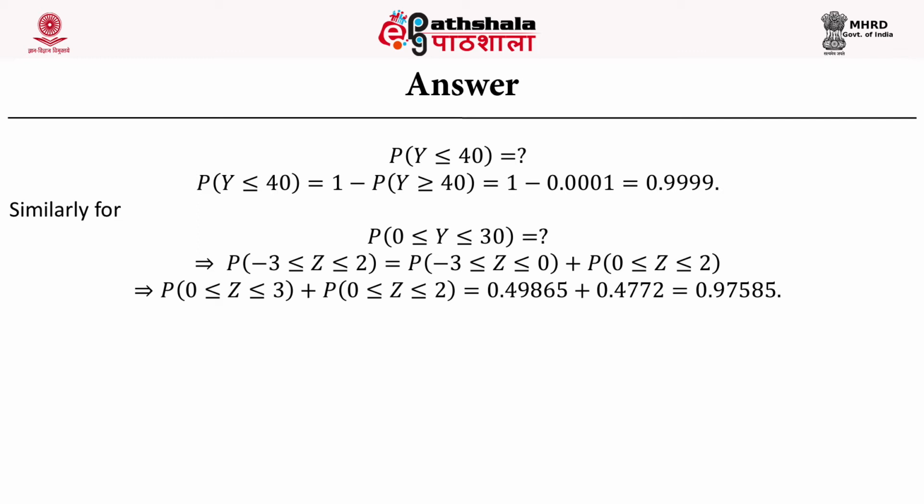Similarly, if we have to find the probability that y lies between 0 and 30, the formula here is probability of minus 3 less than z less than or equal to 2, which is the probability of z lying between minus 3 and 0 plus the probability of z lying between 0 and 2. We get the result as 0.49865 plus 0.4772, which is equal to 0.97585.